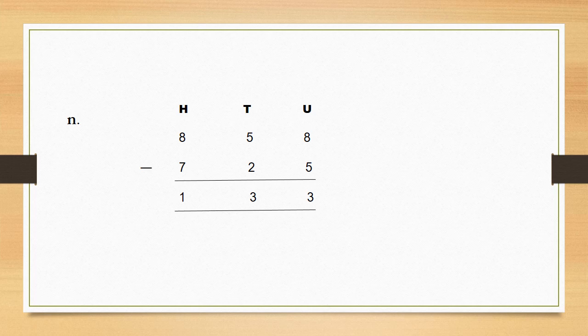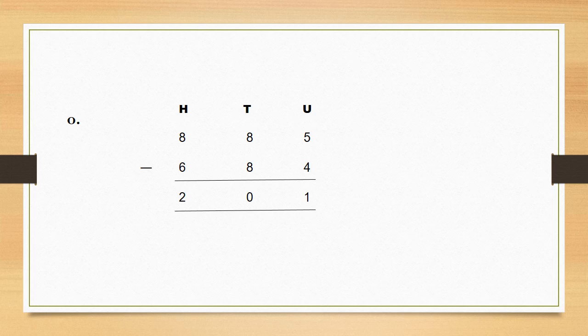In hundreds place, we have 8 hundreds and 7 hundreds. So when we remove or take away 7 hundreds from 8 hundreds, the answer we get is 100. Students, we are left with 100 only. So students, the answer we get by subtracting 725 from 858 is 133. Yes, the answer is 133. So let's write it down in your book.